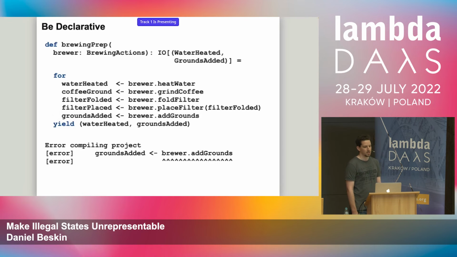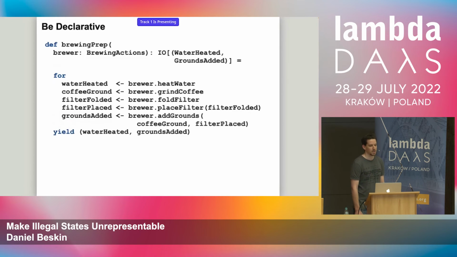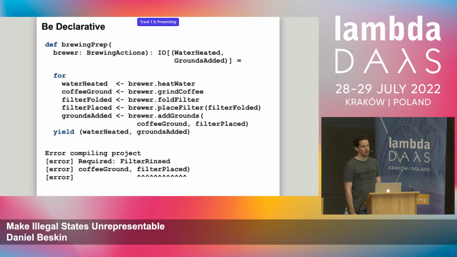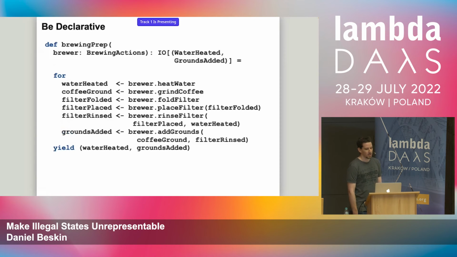And now the compiler tells us, OK, but if you want to add grounds, you have some prerequisites. So let's fix that. We have to have coffee ground and filter placed. And now we still have the same bug from before. We forgot to rinse the filter. But this time, the compiler would tell us, you forgot to rinse the filter, so you have to do that before you can actually add your grounds. And so we fix that. And now the compiler is happy. And we're happy because our clients are happy.